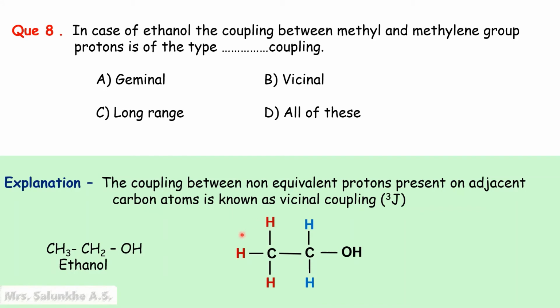In case of ethanol, methyl group protons are adjacent to methylene group protons, and methyl and methylene group protons are not equivalent, and there is a coupling between them. Methyl and methylene group protons are separated by 3 bonds, that is 3J. There is a 3J coupling, and these protons are present on adjacent carbon atoms. Therefore, that coupling is known as vicinal coupling. Thus, in case of ethanol, the coupling between methyl and methylene group protons is of the type vicinal coupling.